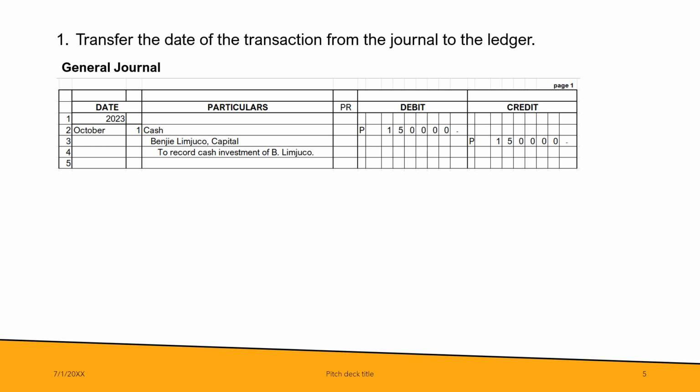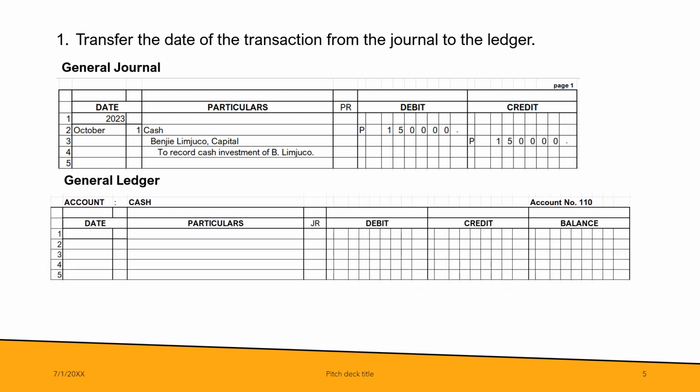Okay, and since we will be posting the transaction from the general journal to the general ledger, you have to be familiar with the format of the general ledger. Okay, the general ledger is actually somehow the same as the format of general journal. It's just that there is another column for our ledger.